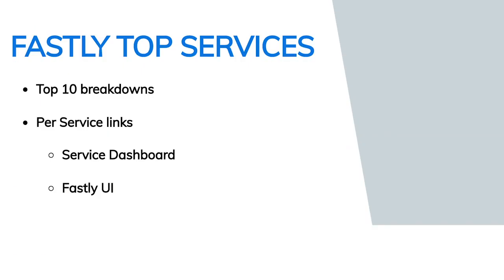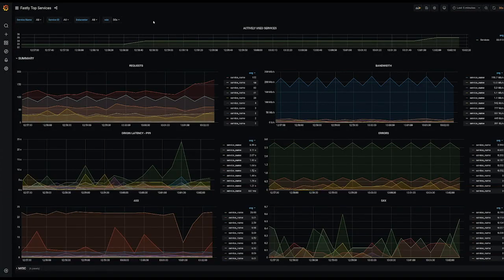This is the Fastly top services, and this actually provides a really useful viewpoint that's not currently available through the Fastly UI. And that's, I want to look at my account as a whole, and I want to understand which services are receiving the top requests, which services are receiving the top bandwidth, errors, etc.